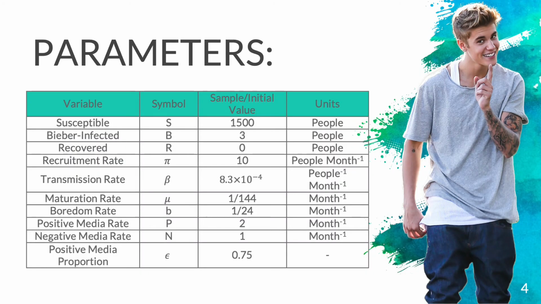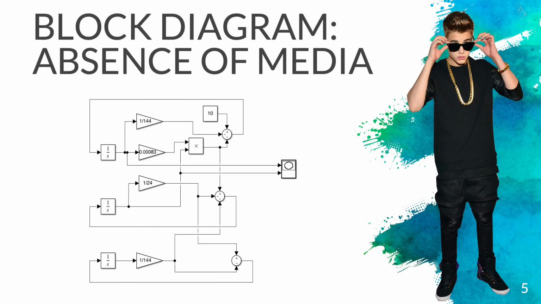Here all the parameters are listed along with their values and their symbols. The last 3 parameters, the positive media rate, negative media rate, and positive media proportion, are all part of the continuous positive media and continuous negative equations, which are not obviously in the absence of media. This was the block diagram. As you can see, the graph connects to the terminal connects to the S value and the B value.